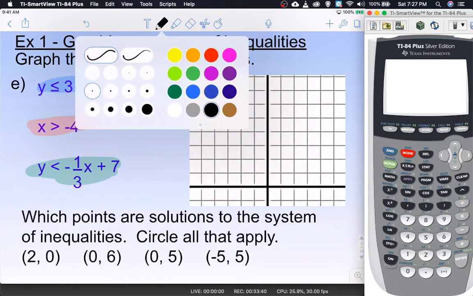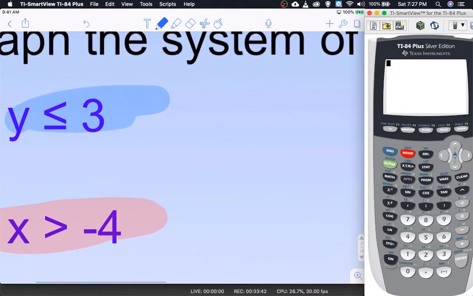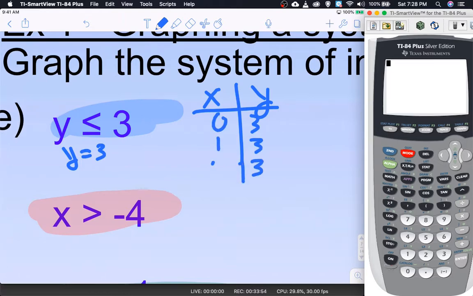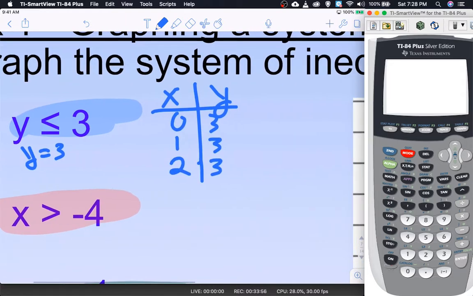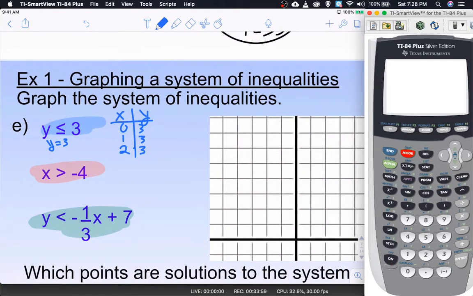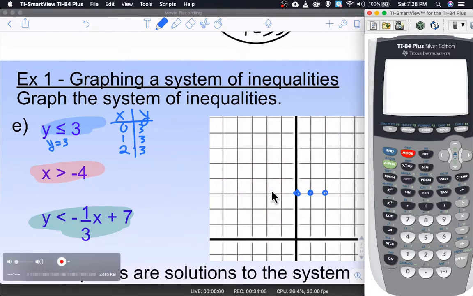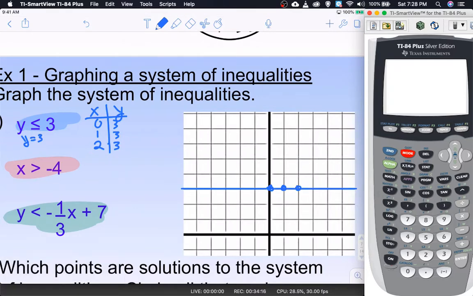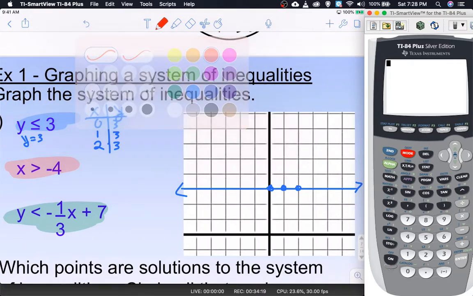Let's go with blue first. So this is the line y equals 3. As far as the up, down, left, rightness of it goes, that's the table in my head: when y is 3, 0, 1, 2. That's what I'm graphing in my head. That's the line that I draw. 0, 3. 1, 3. 2, 3. I can now see that the line looks like this. I can see the line should be a solid line, so I'm just going to make it solid. There's my blue line.